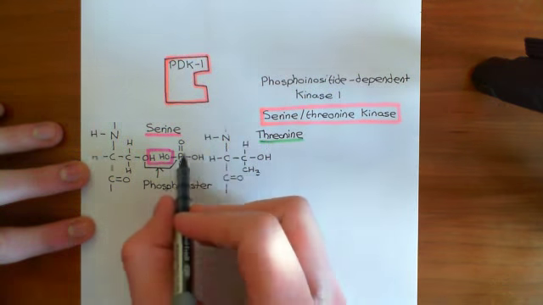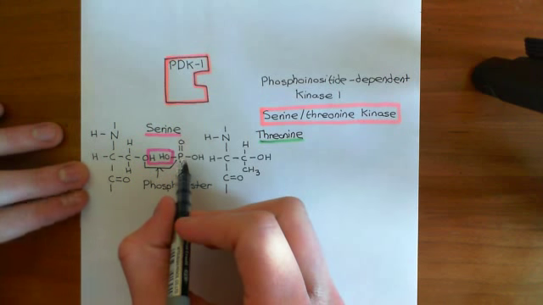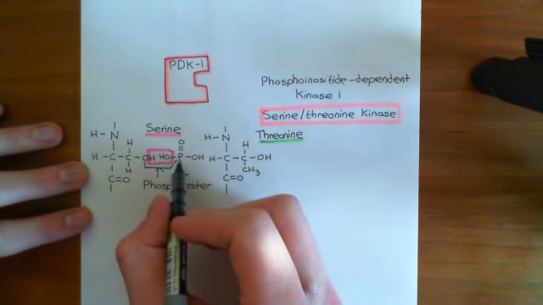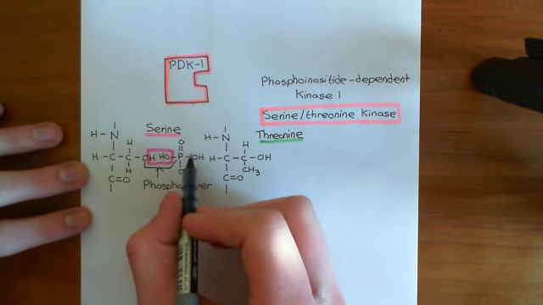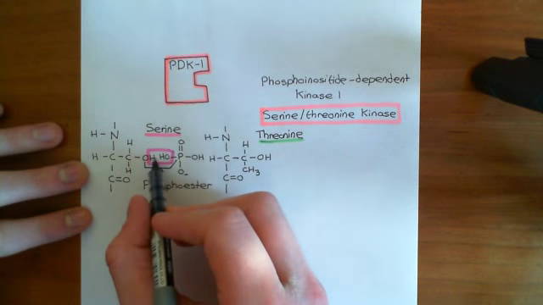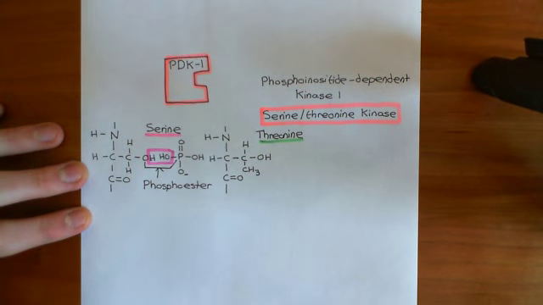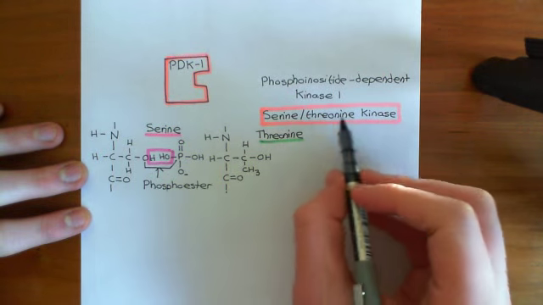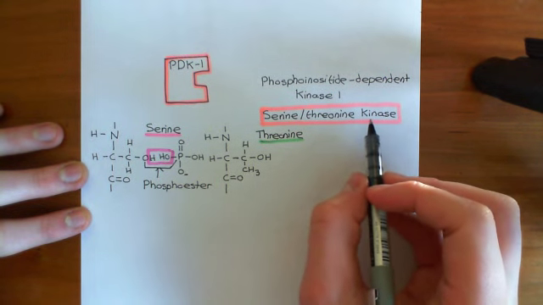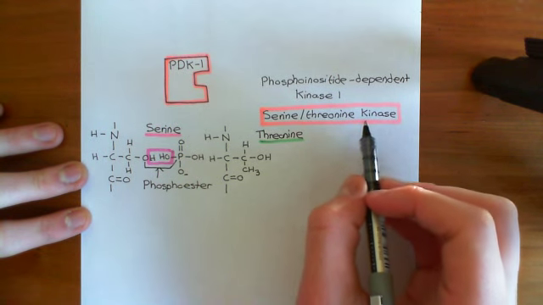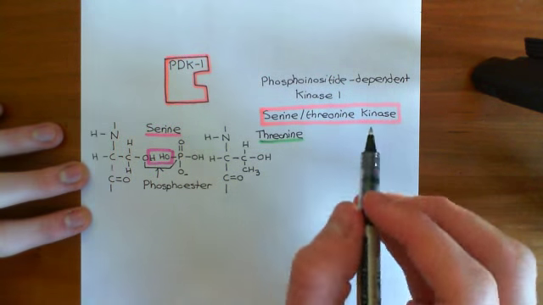Instead, these enzymes take the phosphate group off an adenosine triphosphate molecule, reducing it down to adenosine diphosphate, and then they attach that onto the alcohol group of either the serine or the threonine residue. Okay, so they don't usually get it from a free phosphate group in the cytoplasm. So that's what a serine threonine kinase enzyme does. It phosphorylates serine and threonine residues within proteins.